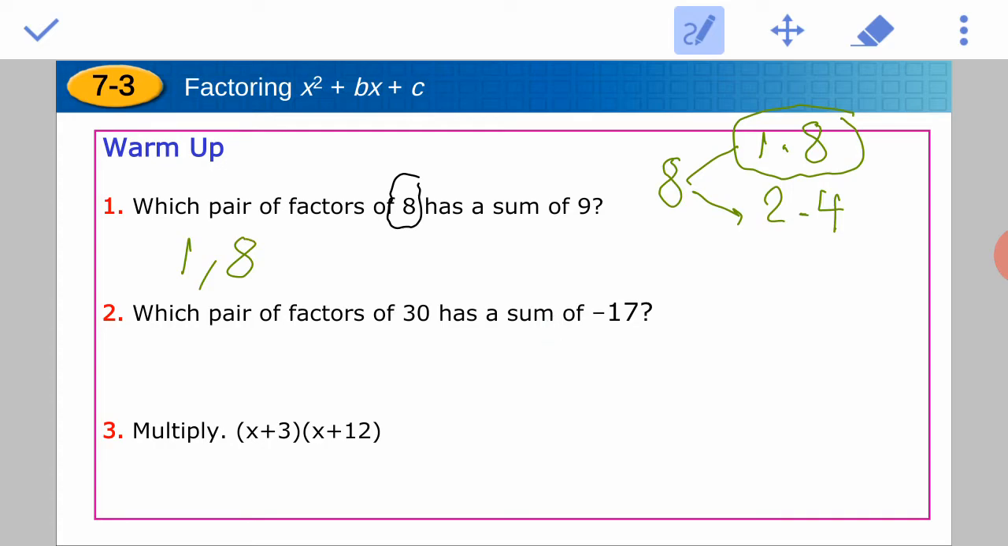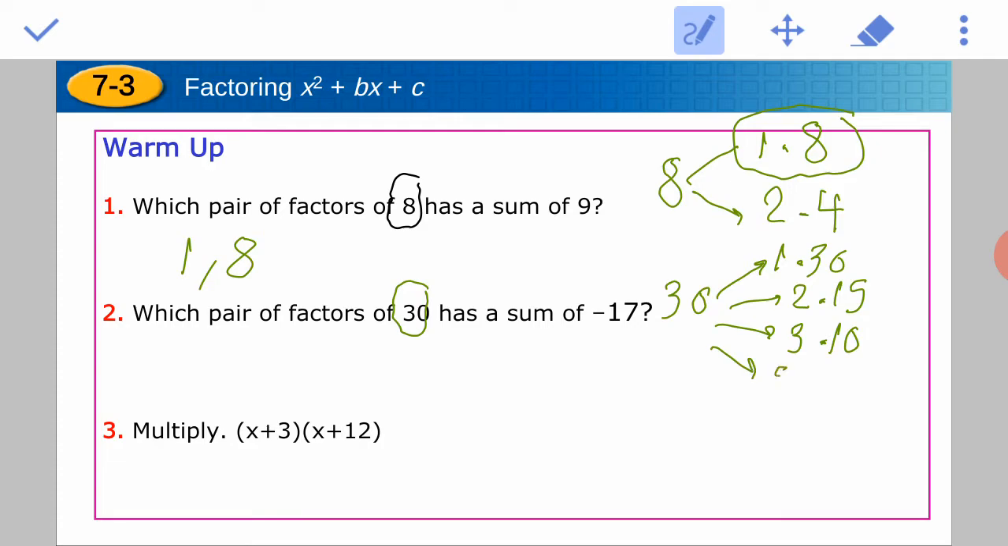Another question to apply this skill: which pair of factors of 30 has a sum of negative 17? When you think about the possible factors of 30, there are many possibilities. 30 might be factored 1 times 30 or 2 times 15. Another possibility, 3 times 10, and finally 5 times 6. Which pair of factors has a sum of negative 17?